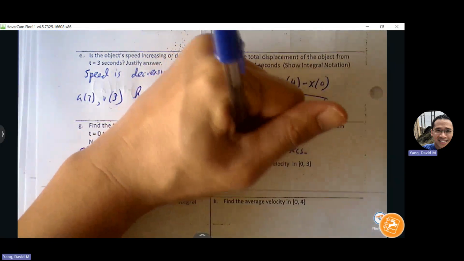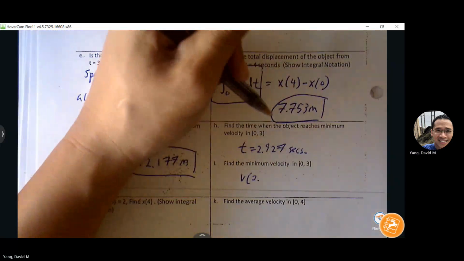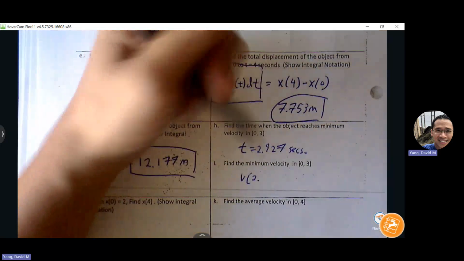Wait, are H and I asking for two different things? Yeah, H is asking for the t value, and I is asking for the velocity, so it's the y value, right?